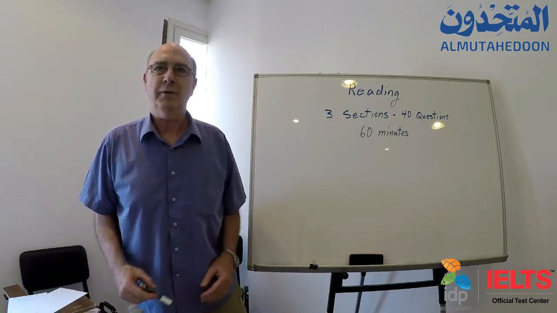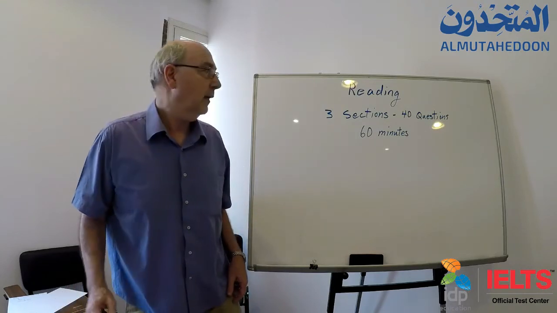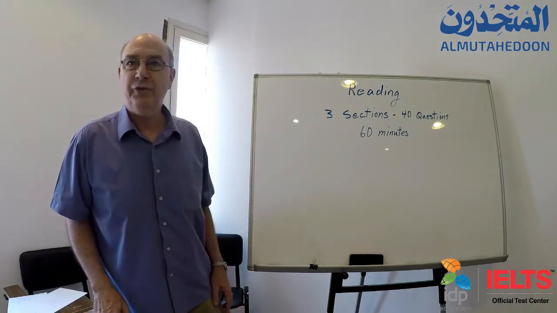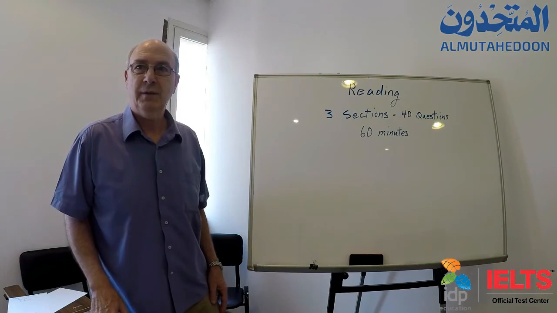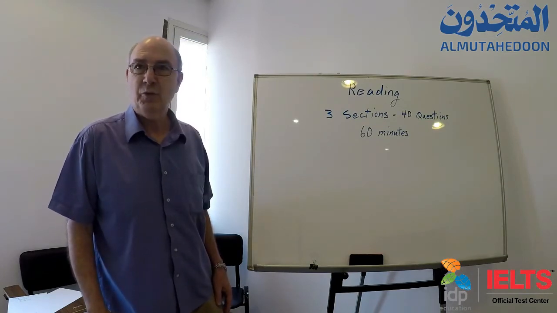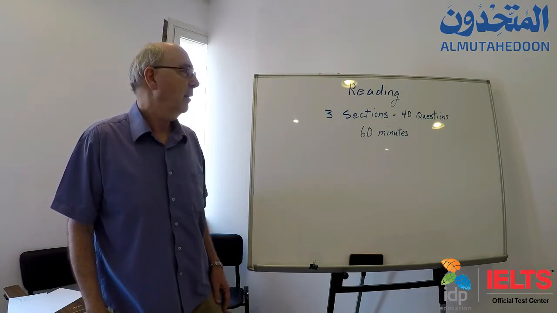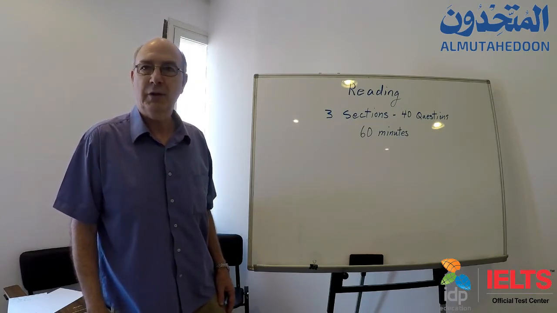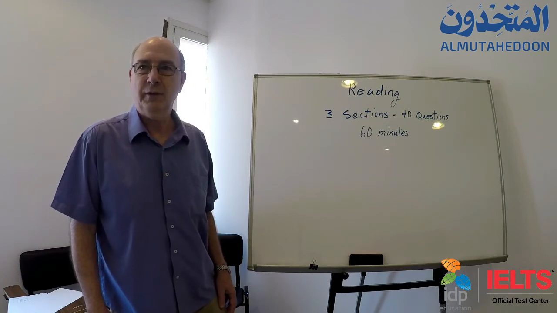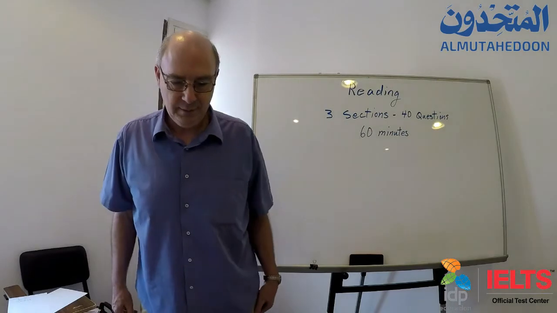Let's move on to talk about the reading test now. The reading test has 3 sections. The first 2 sections, section 1 and 2, have 13 questions each. And section 3 has 14 questions. That's a total of 40 questions for the exam. And you have 60 minutes to do this test.